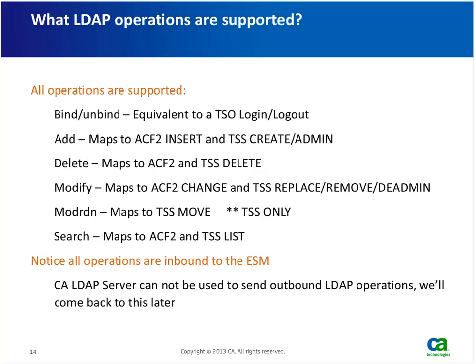An LDAP add maps to an ACF2 insert command, for example, or Top Secret create or admin. Delete, pretty straightforward. Modify will turn into an ACF2 change. And in Top Secret, depending on what you're doing, it could be a Top Secret replace, remove, or deadmin. Mod RDN only applies to Top Secret. Objects inside ACF2 cannot be renamed or moved. Top Secret does have a move command for ACIDs that this maps to. And LDAP searches will turn into ACF2 or Top Secret list commands, as well as a Top Secret WHOHAS, things like that behind the scenes to find and return the data that you're searching for.